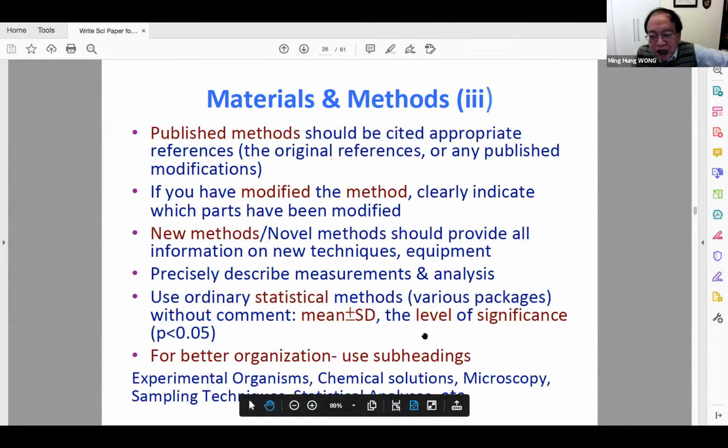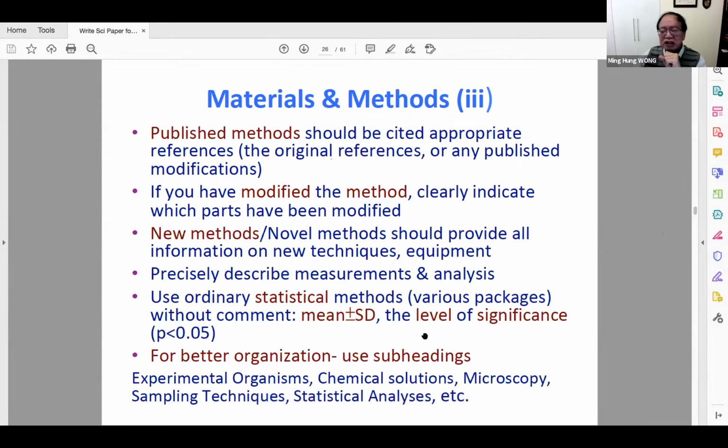Now, for published methods, you don't have to repeat all the procedures in detail unless you have modified the method. Then you should clearly indicate which parts have been modified. Unless the paper is trying to develop a method, like a chemical analysis kind of paper, you should precisely describe the measurement and analysis.